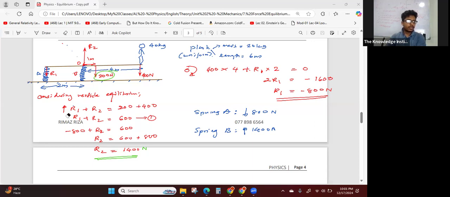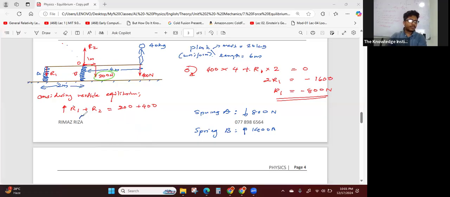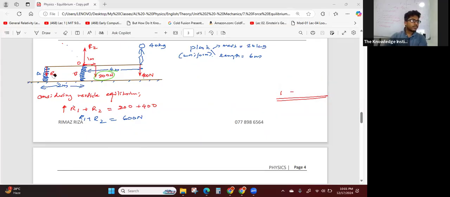So considering the vertical equilibrium, we have this equation: R1 plus R2 equals 600 Newton. Okay. So R1 plus R2 is 600 Newton, that's equation 1.